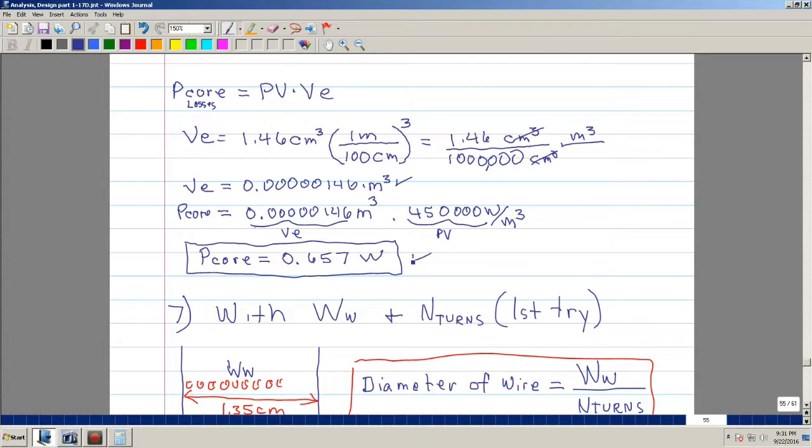So you're not even considering power losses in the wire yet. This is losses in the core. The core actually heats up. So we're up to there.